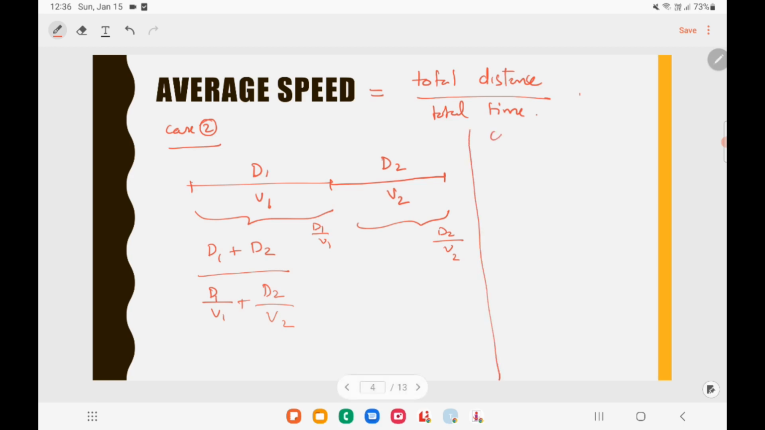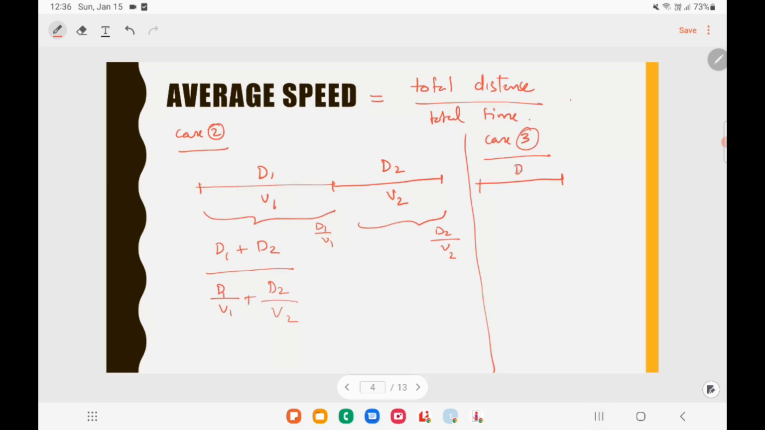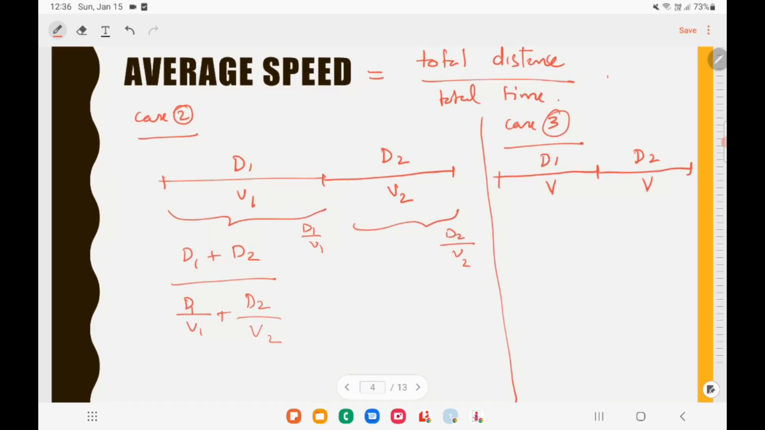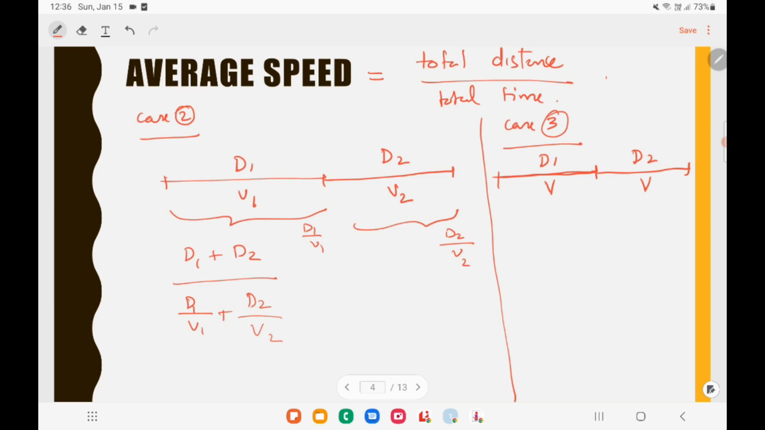Now let us take case 3. Case 3 is: if a car travels distance d1 in velocity v, and another distance d2 in velocity v, then what is the average speed? Here you don't need to solve anything. The car is traveling this distance in velocity v and this distance also in velocity v, right? That means the car never changes its speed. Then the average speed will be v, or we can check it using this equation.